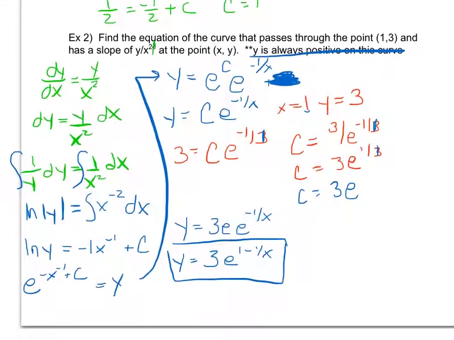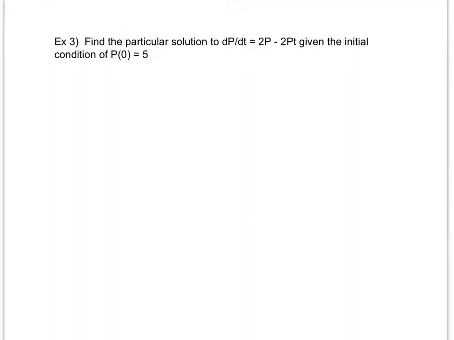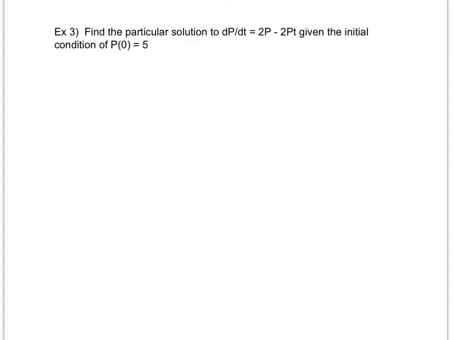Looking at the next example. Again, I'm finding a particular solution. Again, I'm given a differential equation and an initial condition. So I'm going to go ahead and set that up as dp over dt equals 2p minus 2pt. So I'm going to anticipate that I'm going to have to get p's on one side and t's on the other, and I'm going to factor out a 2p, leaving me with 1 minus t.